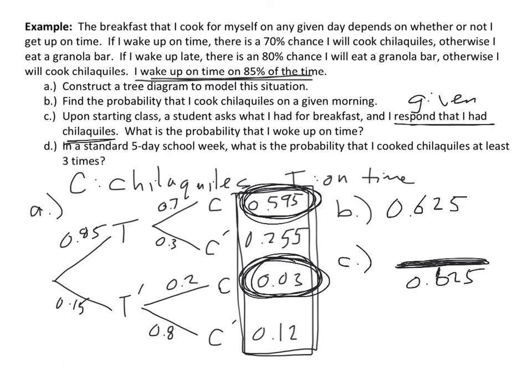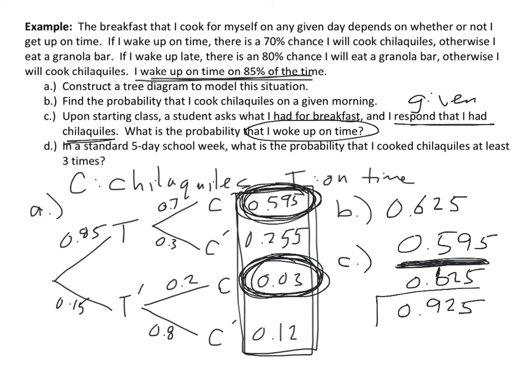Now, within that sample space, what is the probability that I woke up on time? Out of these two things, where's the one that came from me waking up on time? It's the top one. It's this 0.595. When I divide that on the calculator, I get this to be 0.925. So there's kind of this idea that if I had chilaquiles this morning, I almost certainly woke up on time.